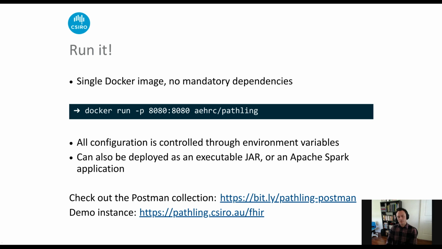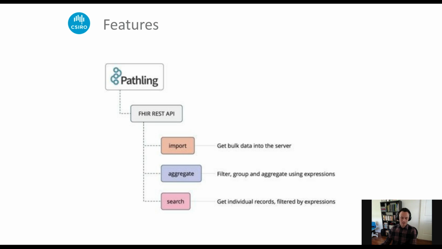We've tried to design Pathling to be super simple to deploy, and it is possible to use it with zero configuration. Pathling is distributed as a self-contained Docker image, so there are no dependencies and you can run it using a single command. We have a Postman collection which contains lots of example requests, and there is a demo instance that you can use to run them against.